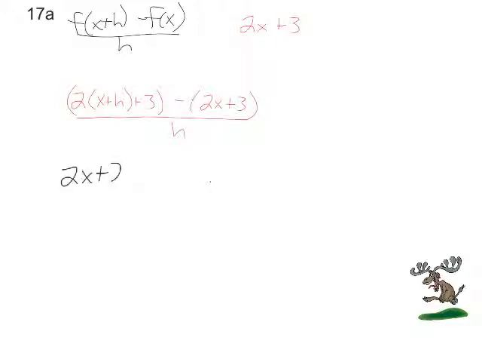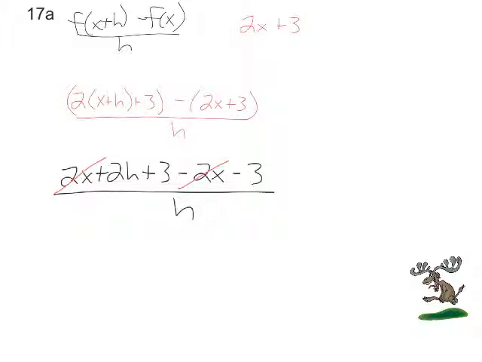2x plus 2h plus 3 minus 2x, and then we distribute that negative, minus 3, all over h, and start canceling what we can. 2x cancels with negative 2x, positive 3 cancels with negative 3, and we're left with 2h over h, and naturally the h's cancel and we get the answer 2.